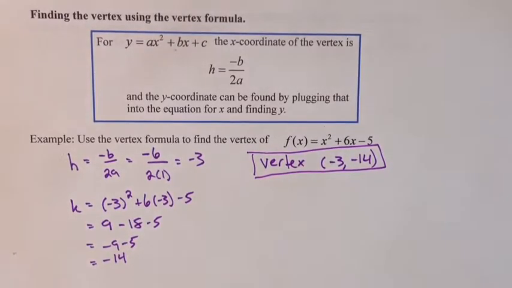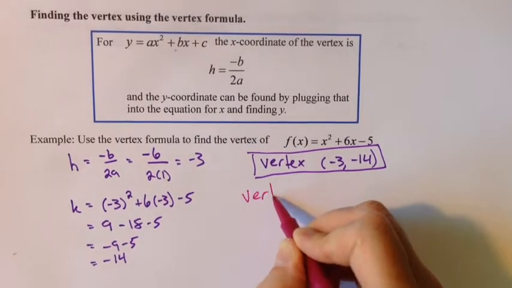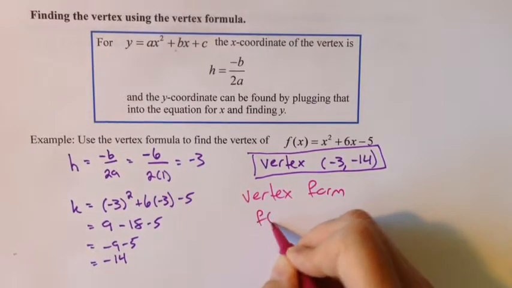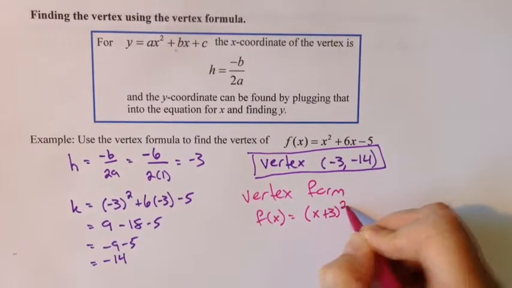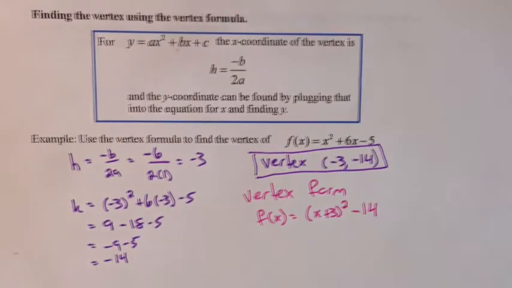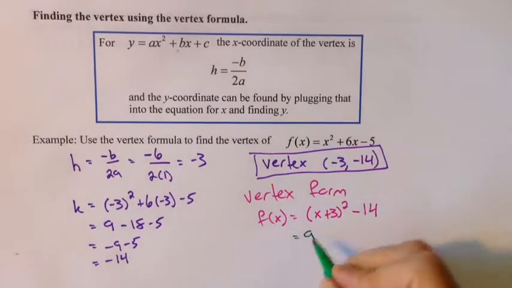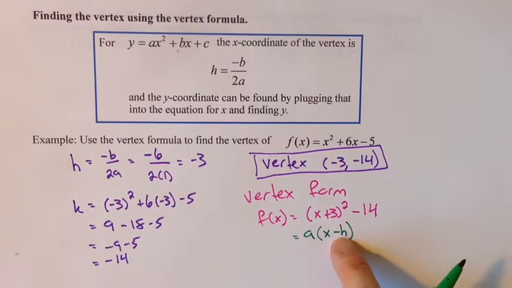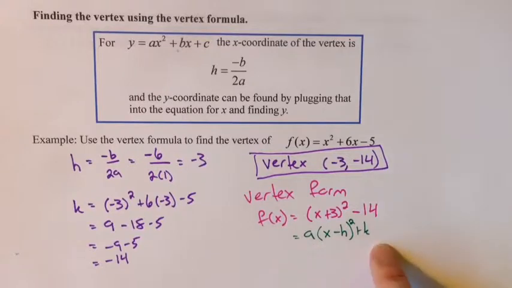And just to add on a little bit more, I'd like to point out that we could write this down in vertex form now. This is a little bit of a bonus since the question didn't ask us to. The vertex form of this equation is (x plus 3) squared minus 14. To get that vertex form, we're just taking the a, plugging it in for a, the h value, negative 3, and plugging it in for h, and the k value and plugging it in for k in the regular old vertex form of a quadratic equation.